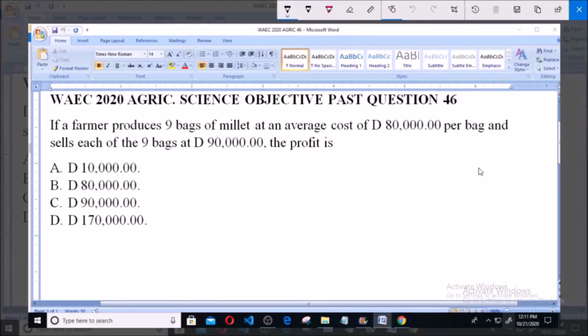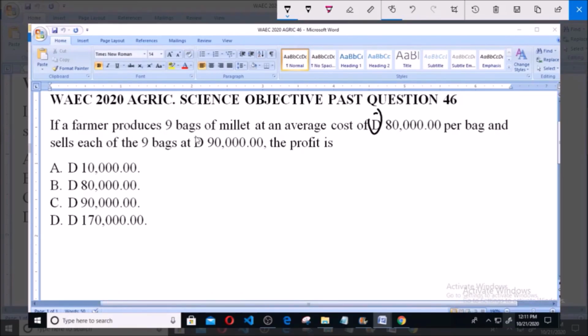Hello and welcome. I will be answering WAEC 2020 Agric Science Objective Past Question 46. If a farmer produces 9 bags of millet at an average cost of 80,000 D per bag and sells each of the bags at 90,000 D, the profit is A. 10,000 D, B. 80,000 D, C. 90,000 D, D. 170,000 D. So this D here represents a currency, okay?